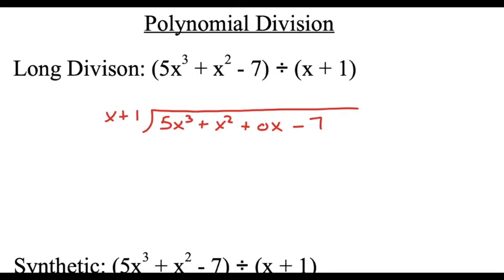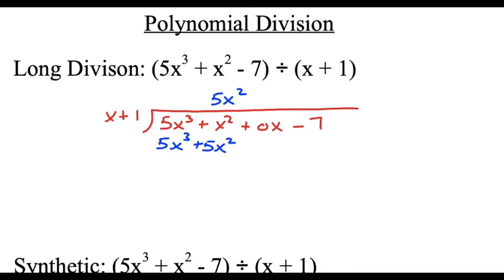A placeholder. Okay? Now, recall how to start off this long division process. It's all about this guy right here. You want to cancel it out. So what do you have to multiply x plus 1 by to create a 5x cubed? A 5x squared. Notice I put it above the x squared term, kind of like place value. So 5x squared multiplies this x to make a 5x cubed. 5x squared also multiplies the 1 to make a 5x squared.